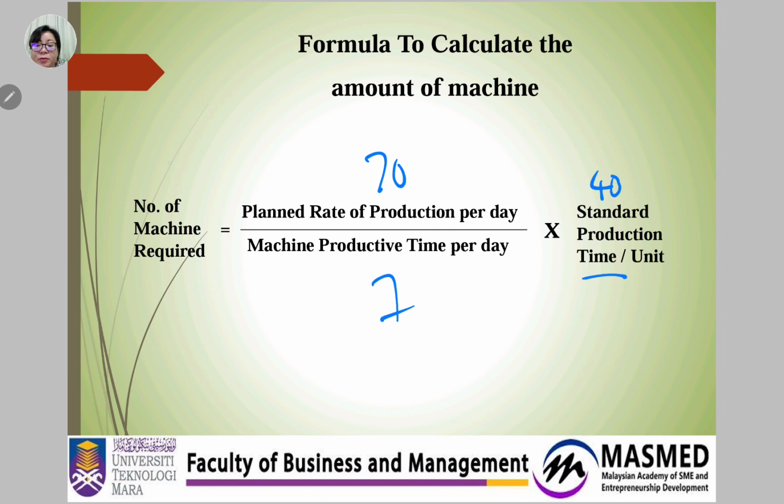Okay, number of machines required, 1, at least 0.2. Just try to make sense of the calculation. In this case, if the earlier example, standard production time will be 1 hour. If it's 1 hour to produce about 70 units of cake, and your machine productive time is 7, you need to have about how many? At least 10 machines, 10 ovens. Okay, simple as that.